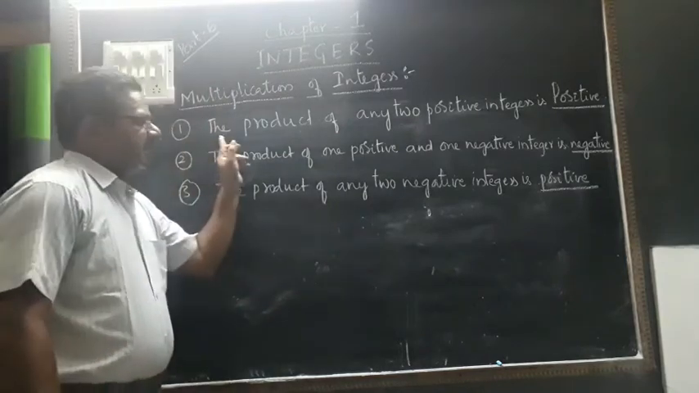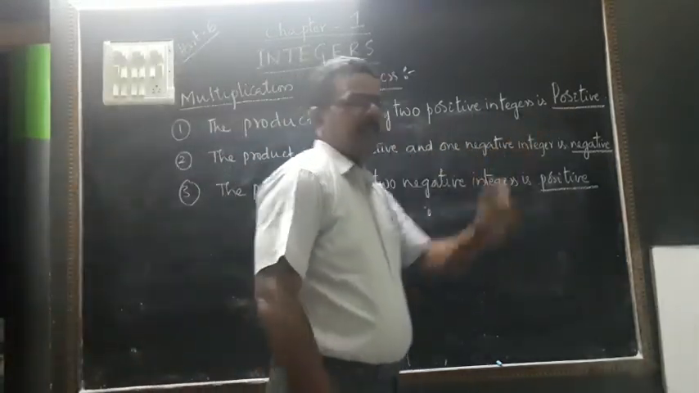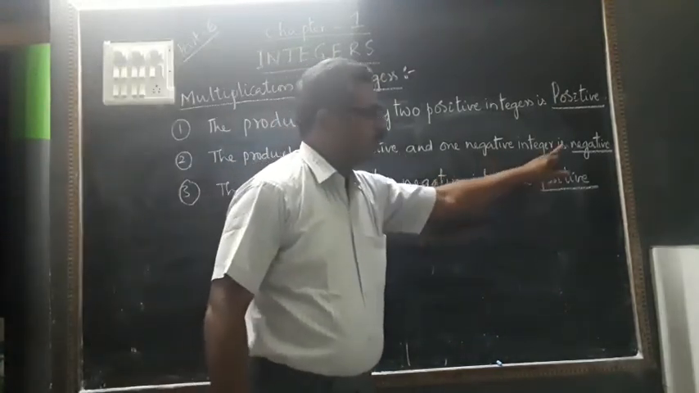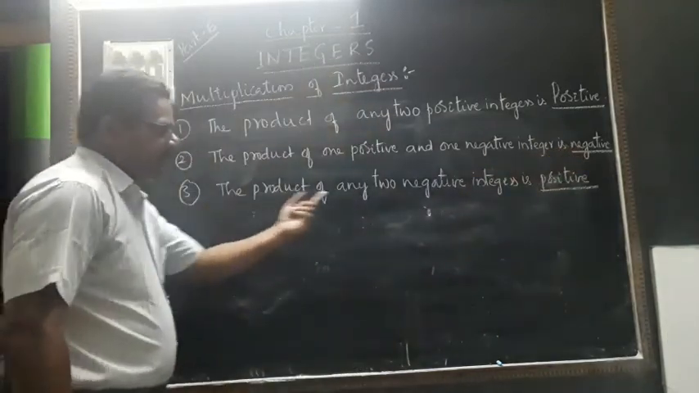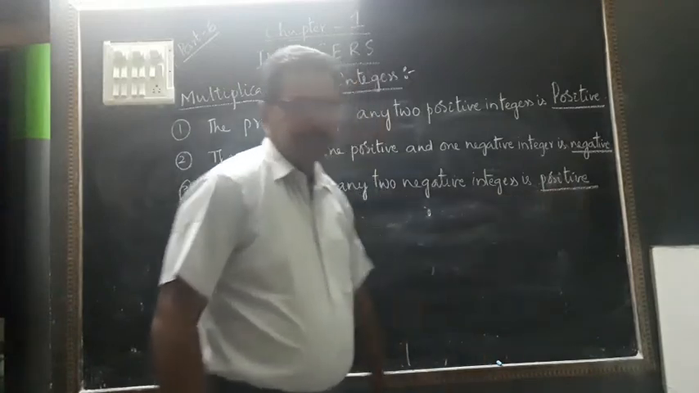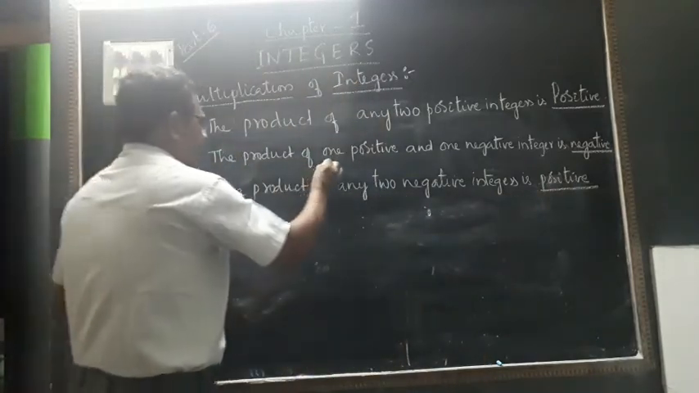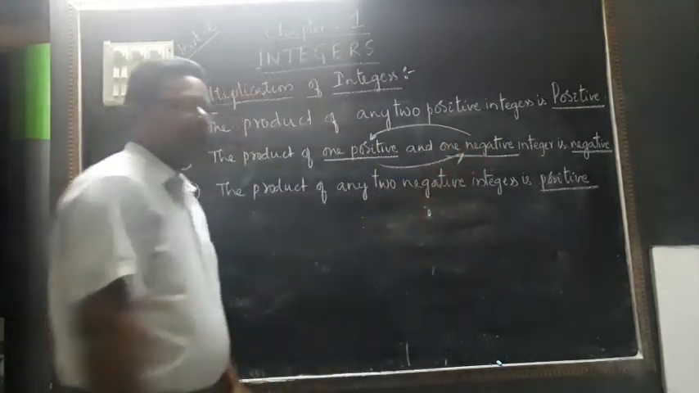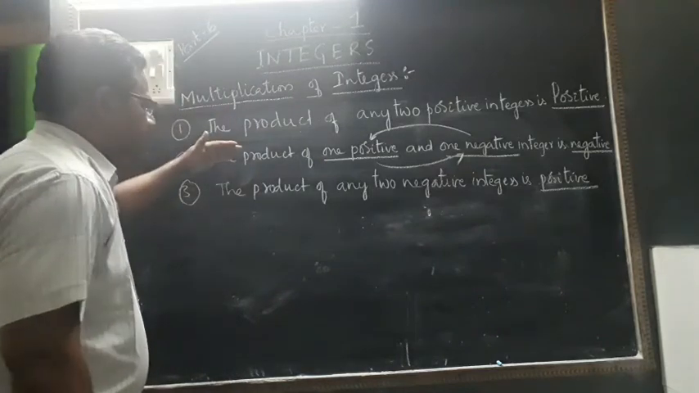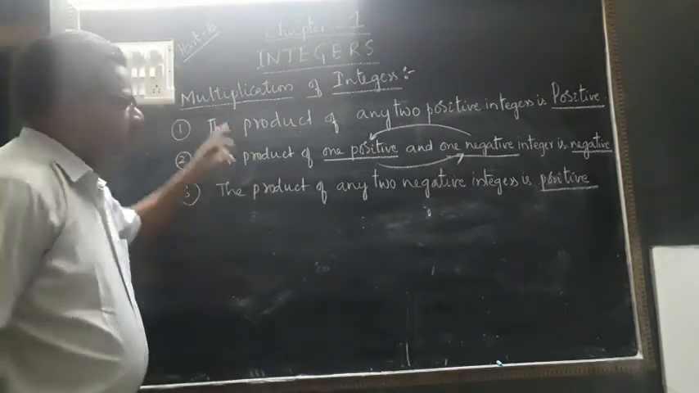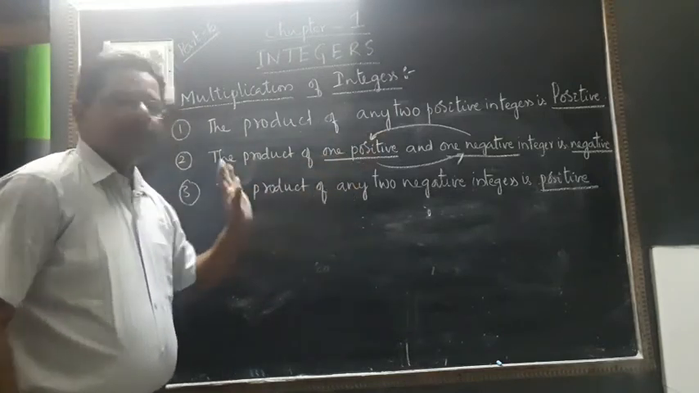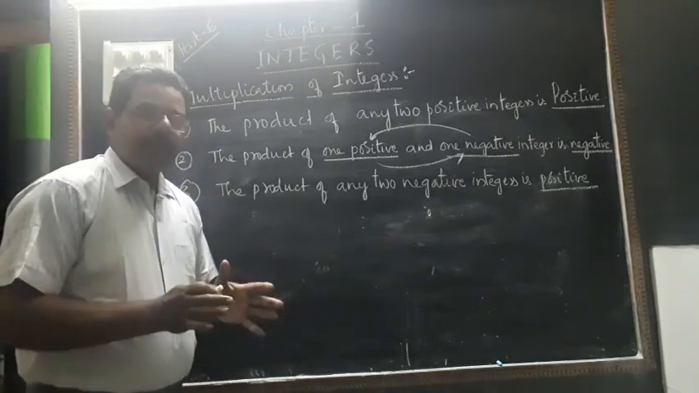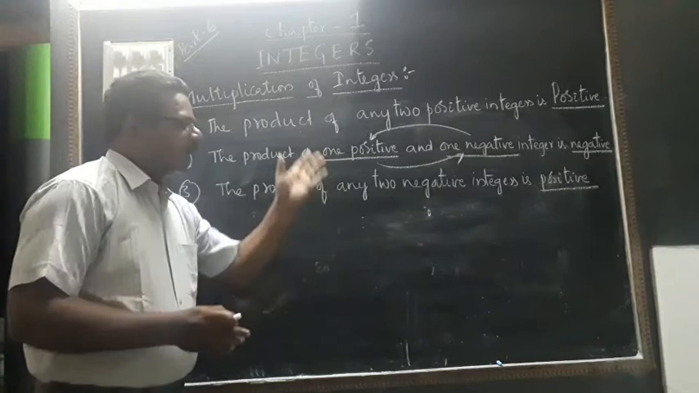The first case: the product of any two positive integers is a positive integer. The product of one positive integer and one negative integer is a negative integer. The product of any two negative integers is a positive integer. From these three, one positive and one negative, or one negative and one positive, you can also get a negative integer. From these 3 points, we can obtain totally 4 points. From these 4, we have to solve the given multiplication of products with the help of these.